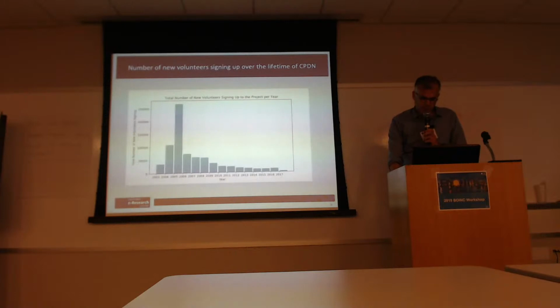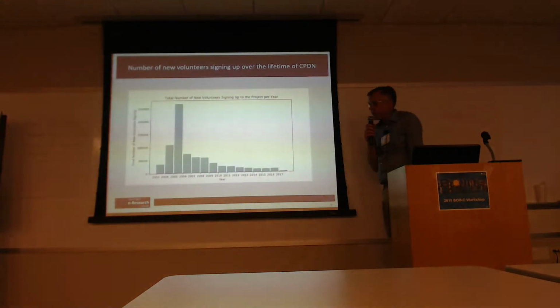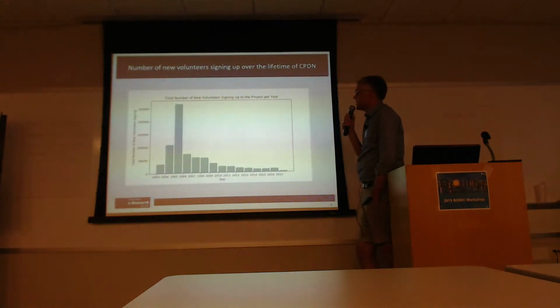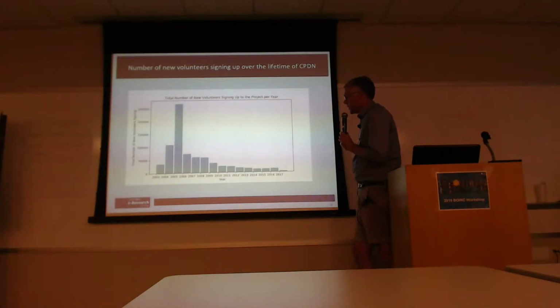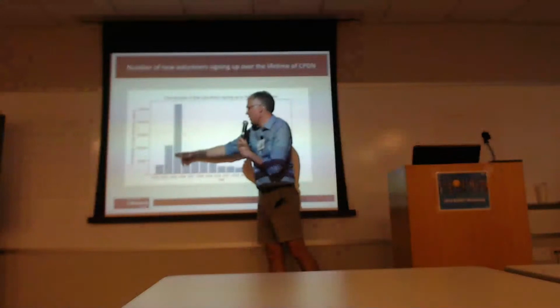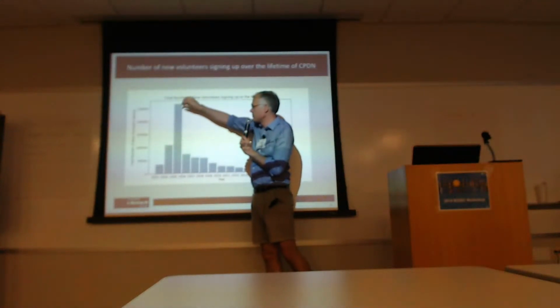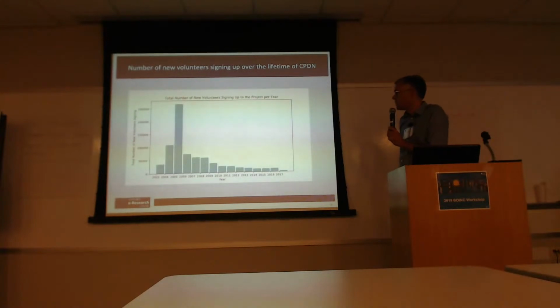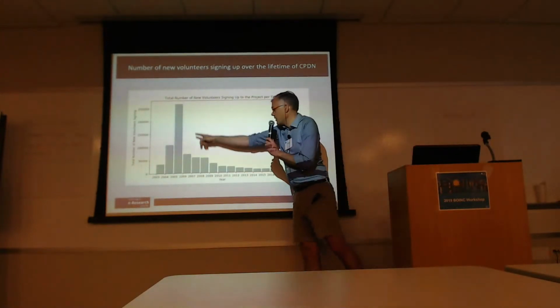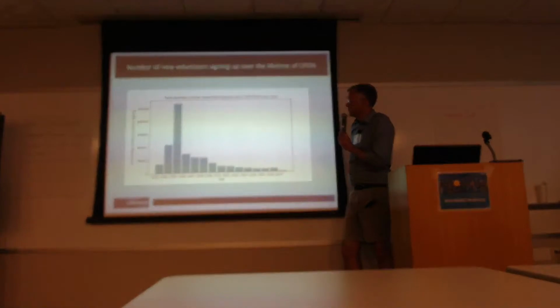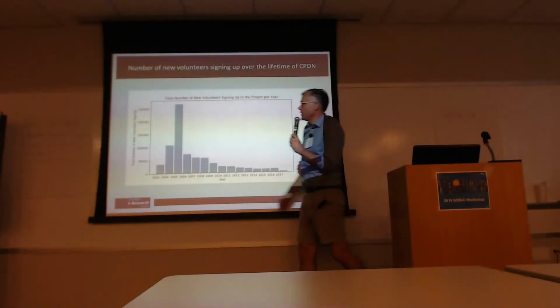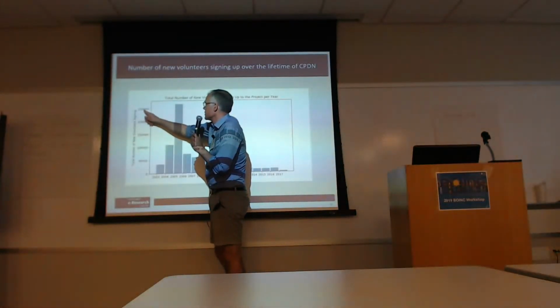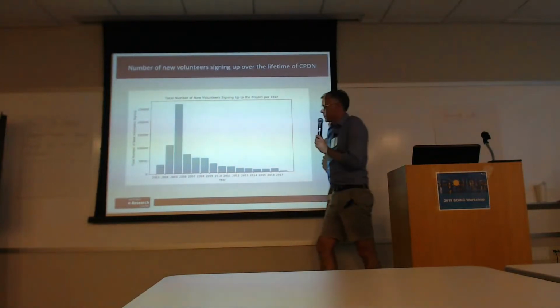Now, looking at the number of new volunteers that signed up to the project per year. Again, you can see a slow rise, but then a peak when the BBC project. So this is a project which was done in conjunction with the BBC, and then of course there's a decrease in the number of new volunteers. So on the y-axis, this is 250,000.